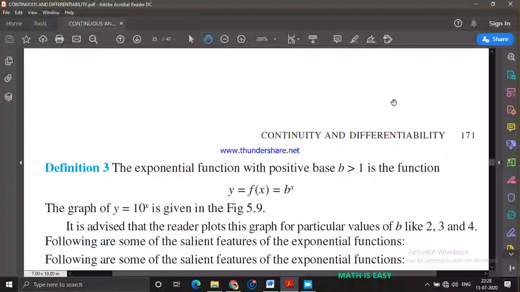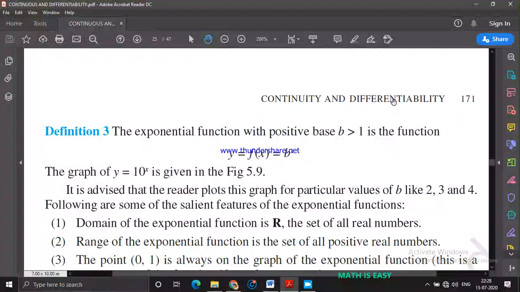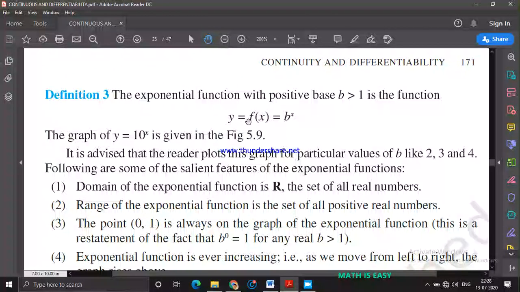Now we have some logarithmic formulas which need to be discussed. Before that, if I take y equals f of x, which equals b to the power x, this is some function. The b value is always positive. The exponential function with positive base b, which is greater than 1, is a function. Here, for example, I have taken y equals 10 power x. Instead of 10, you can take 2 power x, 3 power x. The value must be greater than 1. You can take 1.5 to the power x. Anyways, this is going to be bigger than the x power n function.